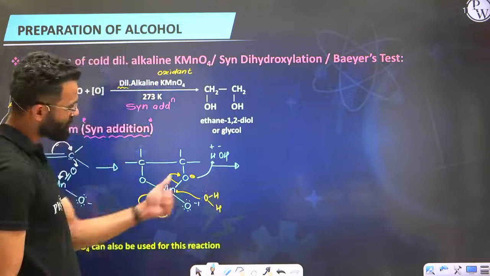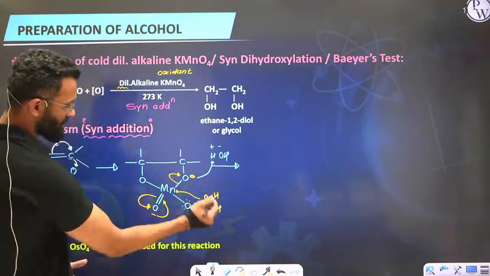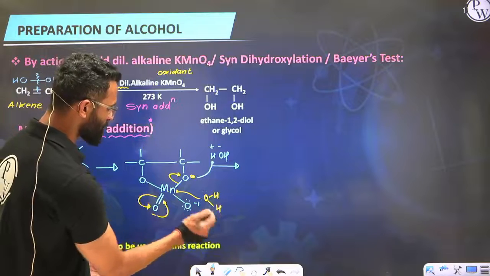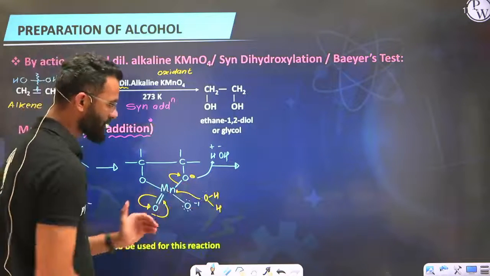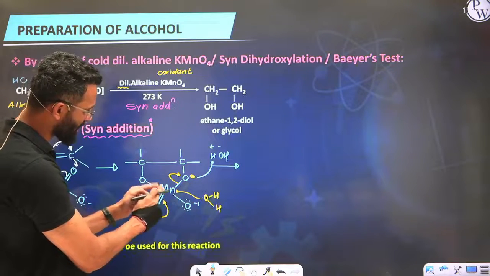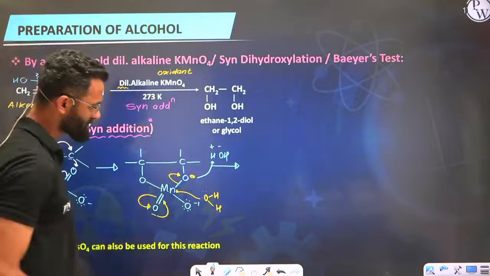So what are we getting? Formation of COH, and the remaining part over here. Now since water is attacking, this will further undergo deprotonation. Now this is how the actual step takes place. And the same thing will happen one more time to break this oxygen and manganese metal bond as well. However, we don't really need these detailed steps.